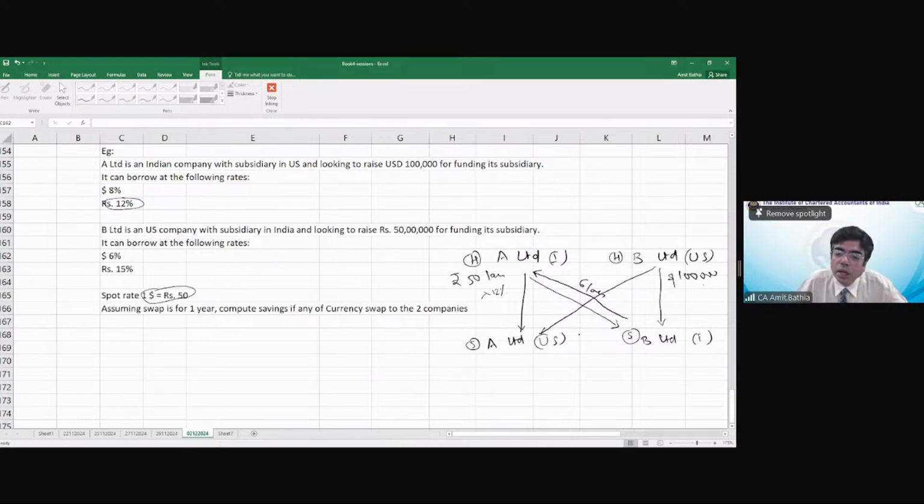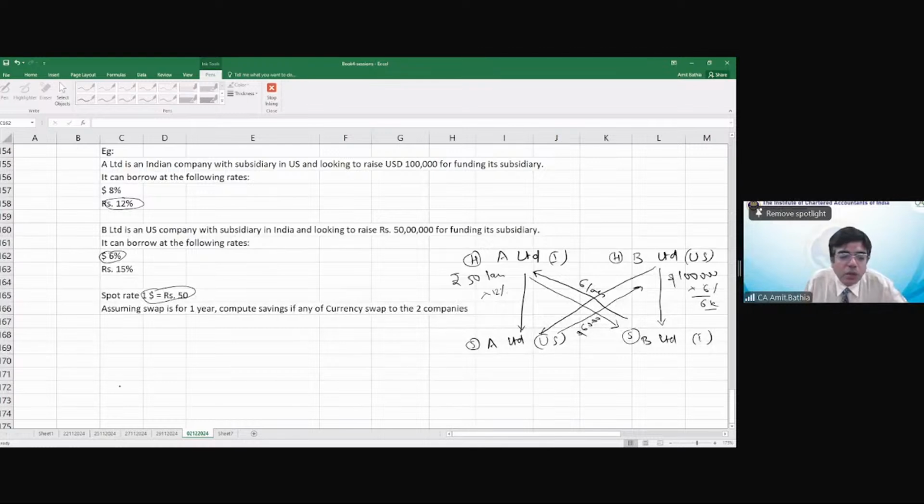Similarly, A Limited, the subsidiary, has to pay back the interest to B Limited. That will be at what rate? Remember, the US company can borrow at 3%. So it will have to pay $3,000. It will pay that to B Limited. And at the end of the year, they again exchange the obligations. A Limited will again pay back 100,000 back to B Limited, and the subsidiary is going to pay back 50 lakh rupees.